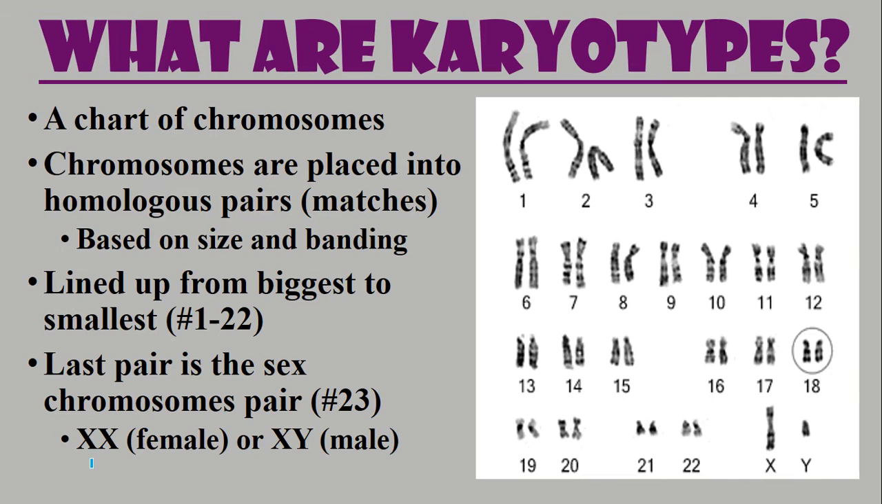And we covered this before. XX is female and XY is male. So if we look at this picture over here, this is a karyotype. You can see all the chromosomes are paired up. And then this last pair down here is the sex chromosomes. These sex chromosomes determine your gender in a generic, general sense. If you look here, this one has an X and has a Y, so this person is male.